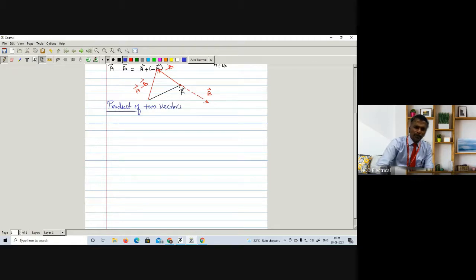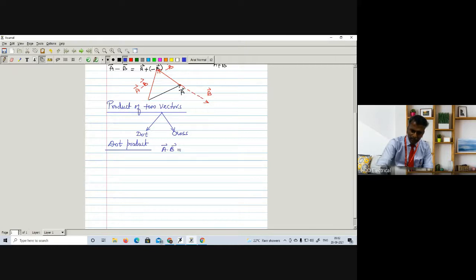Normally, the product of two vectors consists of two types: the vector dot product and the vector cross product. First, let me explain what is meant by dot product. We should know the formula first.